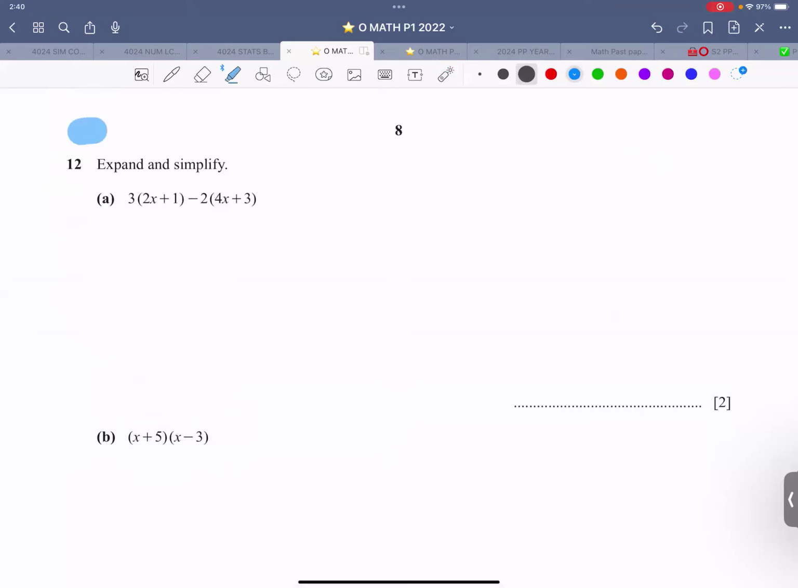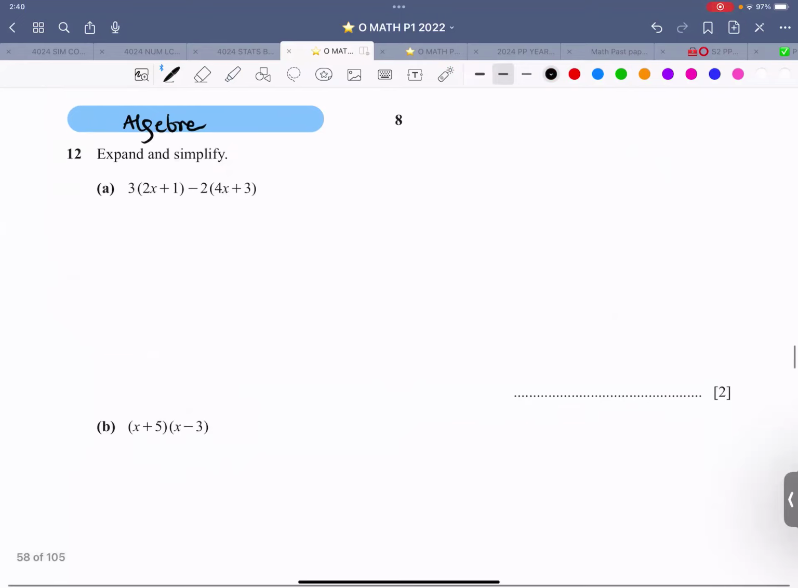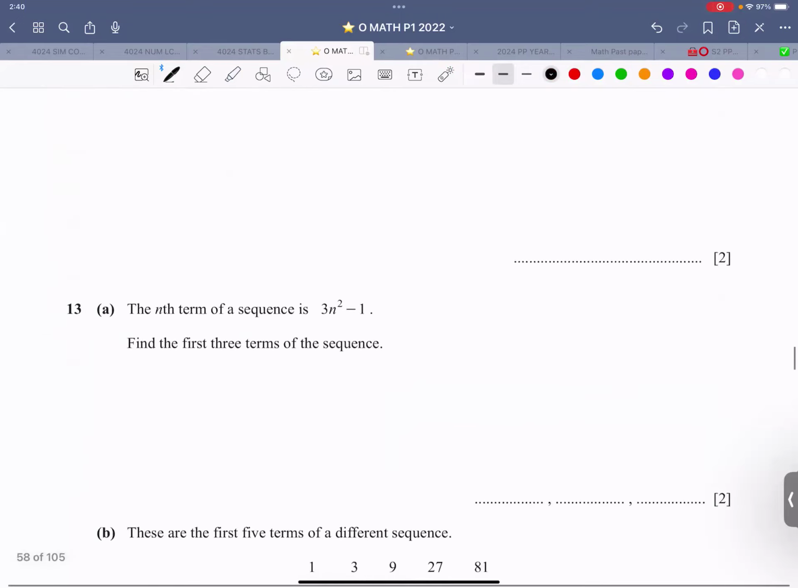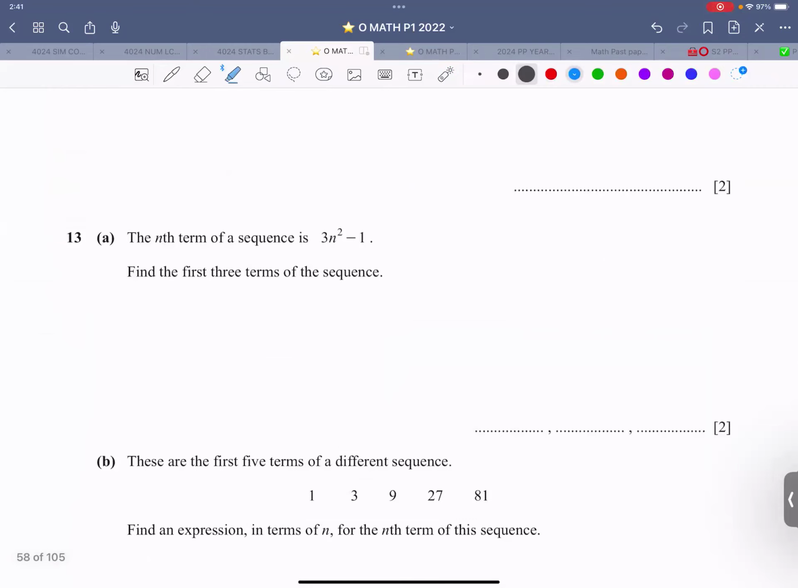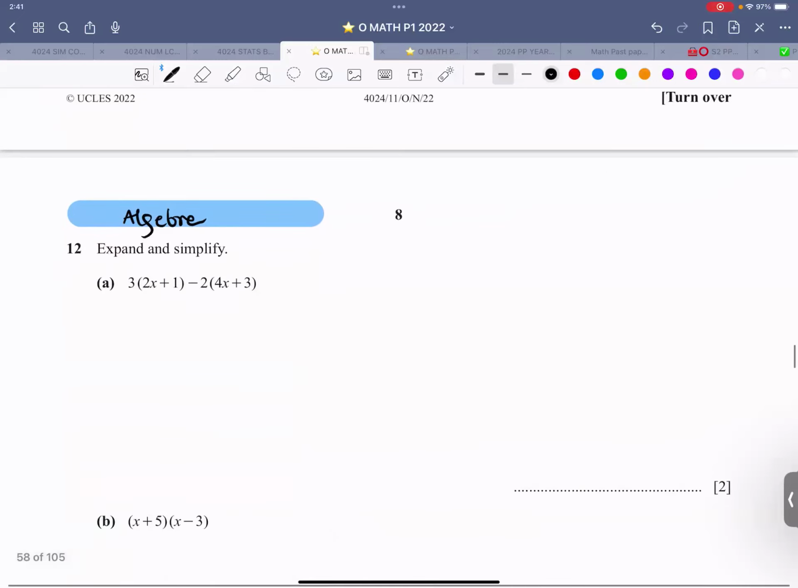Question number 12. Now this is about algebra. It says expand and simplify. And let me also label question 13, which is number pattern. So let me solve these two. Expand and simplify. First of all, make sure if there is anything that you can take common and then multiply. There is a possibility, but no such possibility exists over here.